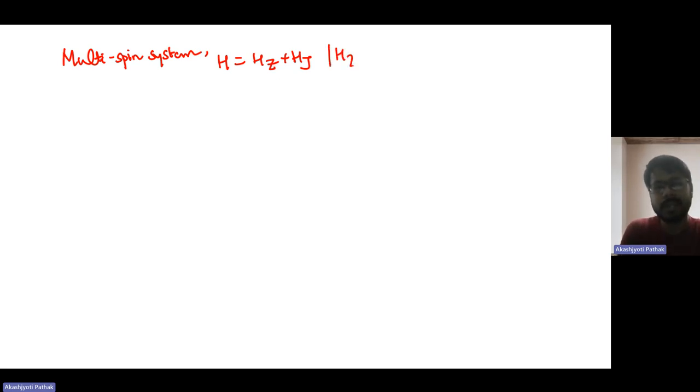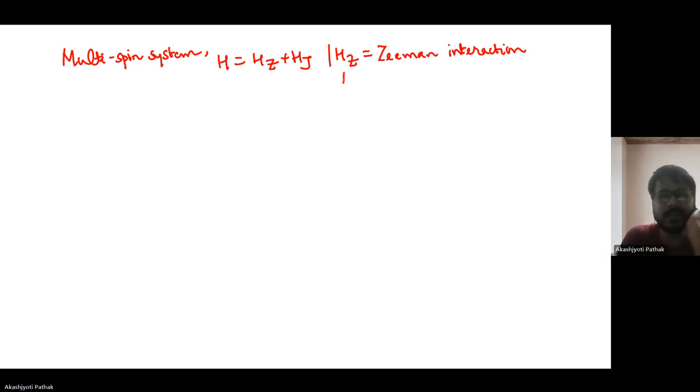So what does Hz represent over here? Hz is the Zeeman interaction. What is the Hamiltonian that we get due to Zeeman interaction? And what is the Hamiltonian that we get due to J coupling?